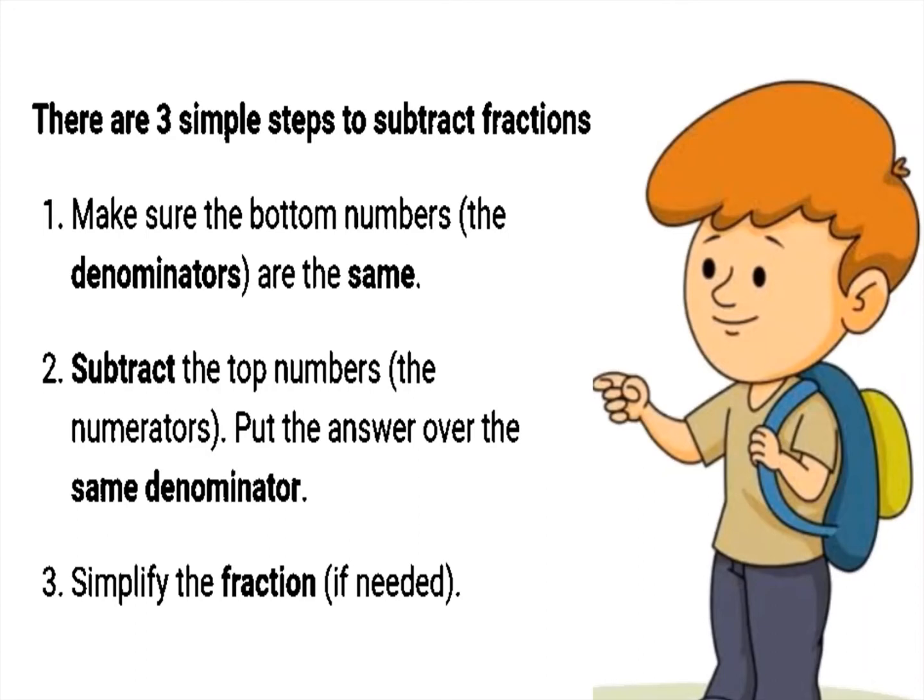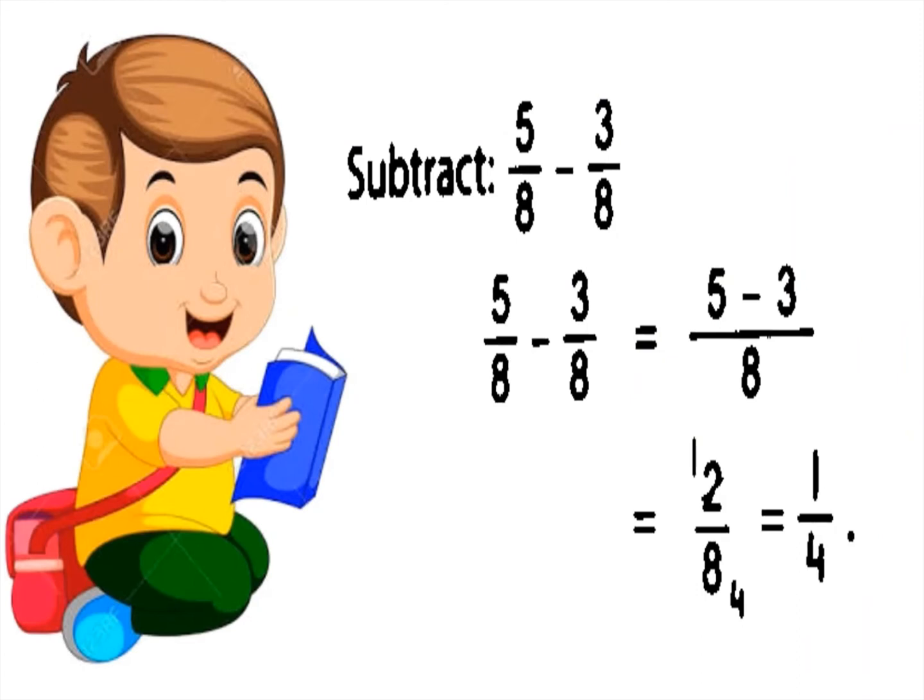a mixed fraction. Now here the example is: subtract 5 upon 8 minus 3 upon 8. Look here very carefully. The denominators are the same, that is 8. So we shall do it very simply as we have done in addition. 5 minus 3. Numerators will be subtracted. Then after subtraction we get the answer 2 upon 8.